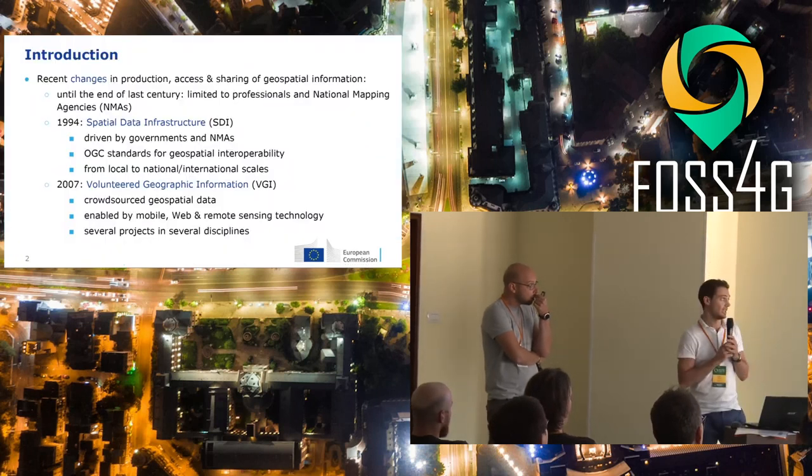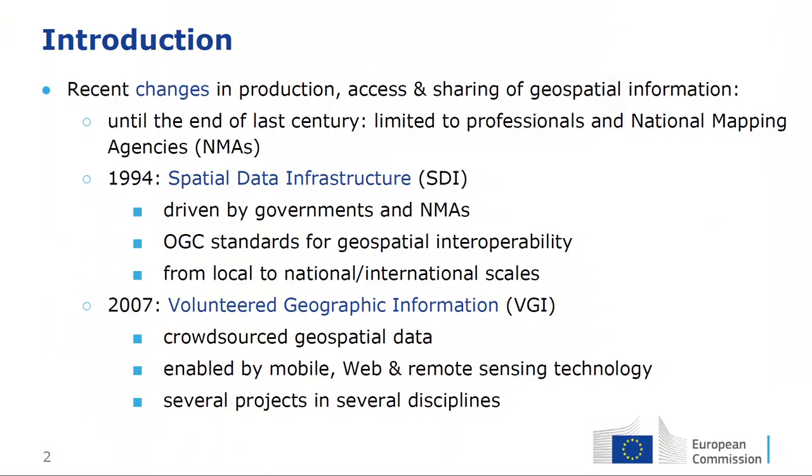The starting point of this is the acknowledgement of the dramatic changes that occurred over the last few decades in the way geospatial information is produced, accessed, and exchanged. We all know that until the last century, mapping and management of geospatial data was a prerogative of professionals and national mapping agencies. But then we have these two revolutionary terms coined. In 1994, the concept of SDI was introduced in an executive order of the then US President Clinton. And in 2007, Professor Michael Goodchild introduced the very fortunate term VGI, or Volunteered Geographic Information.